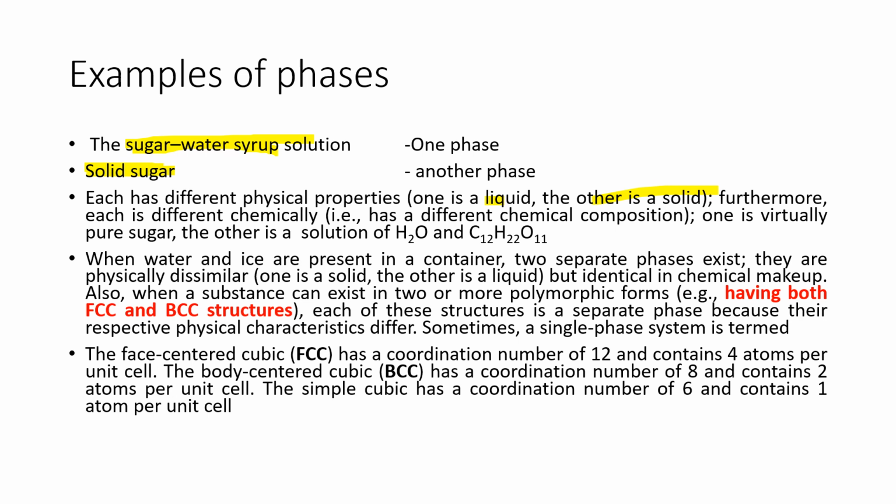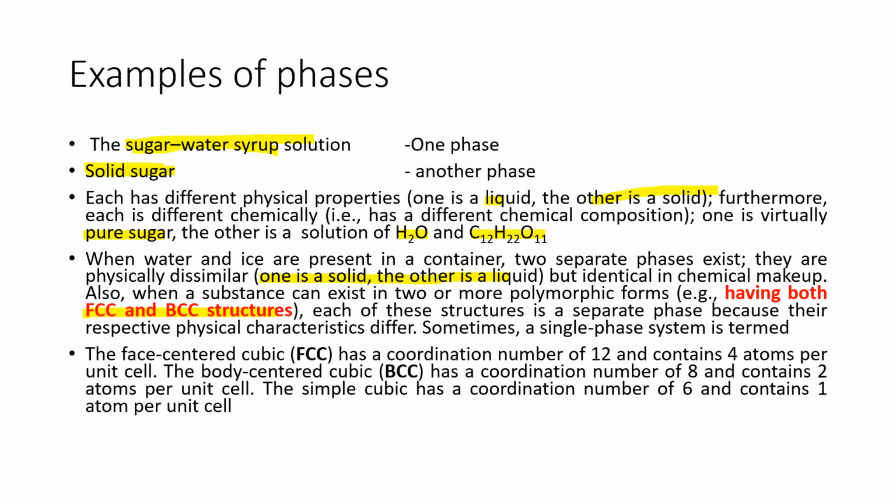Each has different physical properties. One is liquid, the other is solid. Water is pure liquid, the sugar is pure solid. Furthermore, each has different chemical properties or chemical composition. One is virtually pure sugar, while the other is a solution of water and the chemical formula of the sugar. When water and ice are present in a container, two separate phases exist. They are physically dissimilar. One is solid, the other is liquid, but identical in chemical makeup.